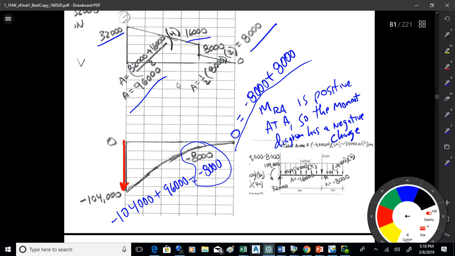Okay, so then I come up by 96,000, which is this first area. So negative 104,000 plus 96,000 gets me to negative 8,000 right there. And then in the next run there, I'll come up by 8,000 more, and that'll close me off at 0, where I should be. Okay, so I go from negative 104,000 up to negative 8,000, then from negative 8,000 to 0 on account of these areas under the shear diagram, which are the changes in the moment diagram.